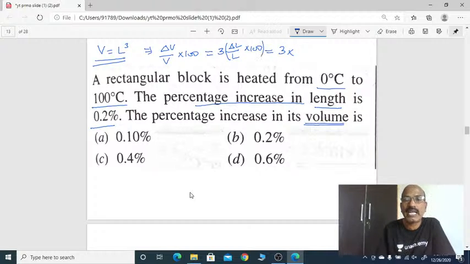Equal 3 into what is the change in length by original length? How much is the change in length? See, percentage increase in length is given as 0.2. So change in length by original length, meaning percentage increase in length, is given 0.2. Multiply, you will get 0.6 percentage, right? That is the percentage increase in volume. Let us move to the next question.